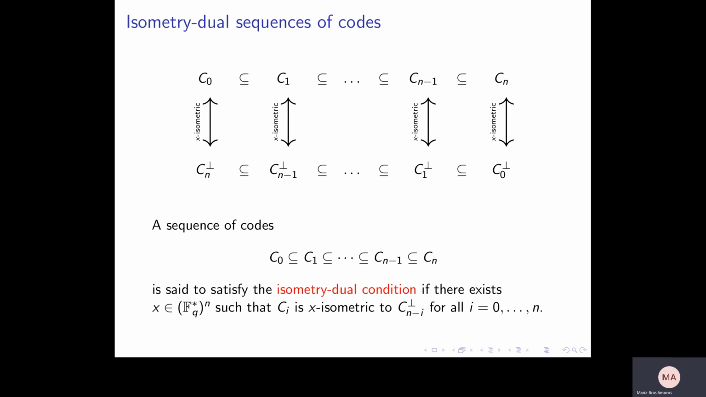Hence, we can give this definition. A sequence of codes C sub 0, C sub 1 up to C sub n, which are subsequently included, is said to satisfy the isometry-dual condition if there exists a vector x with non-zero coordinates such that C sub i is x-isometric to the dual of C sub n minus i for any possible i.